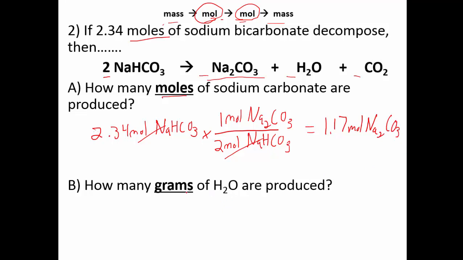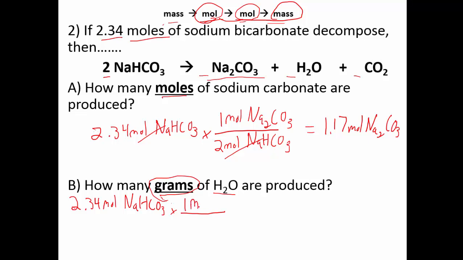In the second question, it's asking if we had the 2.34 moles, how many grams could we produce? So we're starting with moles, we're in a mole to mole ratio, and now moles to mass of the substance. So starting in the same idea, 2.34 moles of sodium bicarbonate. Our first step is we're already in moles, so we can just go mole to mole ratio of H2O. In this case, we have 1 mole of H2O over 2 moles sodium bicarbonate.